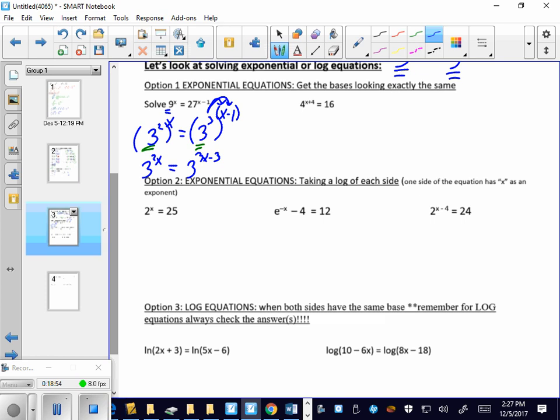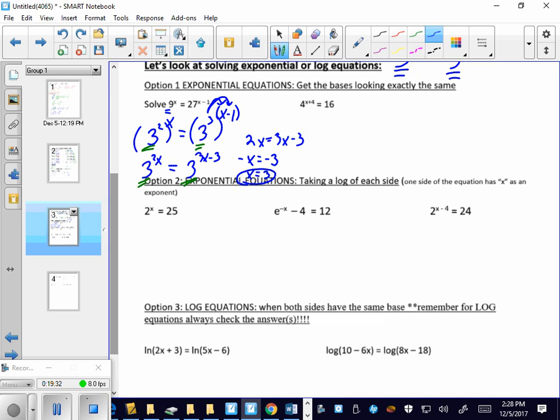Again, bases are the same. If the bases are the same, that means the exponents must be equal to each other. So how do I solve? I'll set the exponents equal to each other. And then I'm going to solve that equation. That'll tell me the value of x that makes this true. So to solve that equation, it looks like I would subtract 3x on both sides, and I would get negative x equals negative 3. But I'm not solving for negative x, I want positive x, so I should divide both sides by a negative 1, and we get that x equals 3.